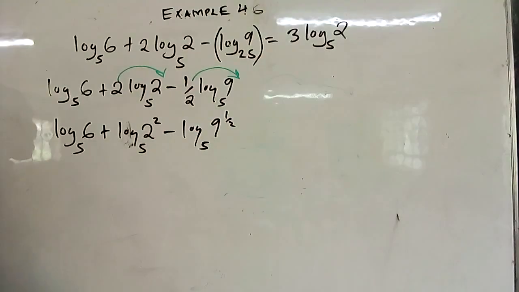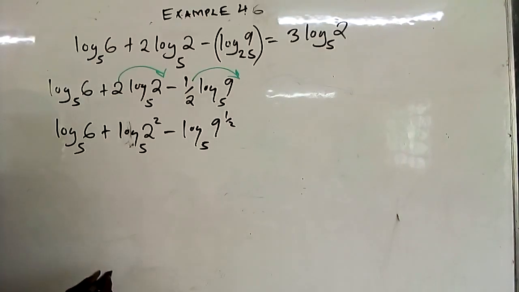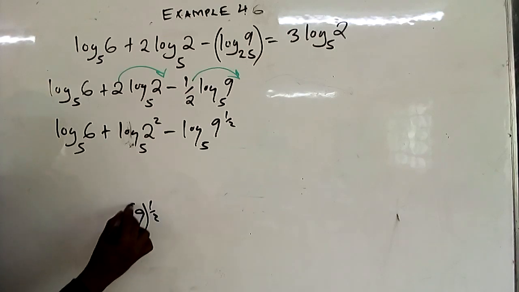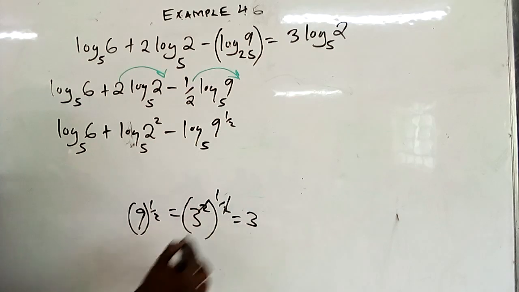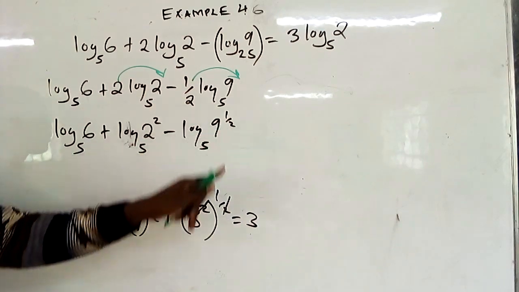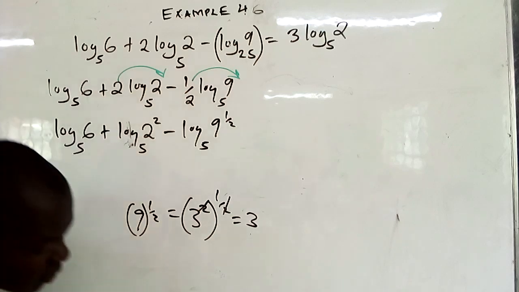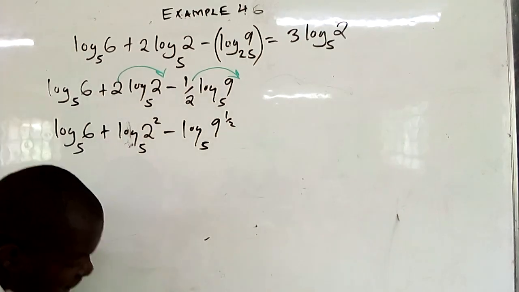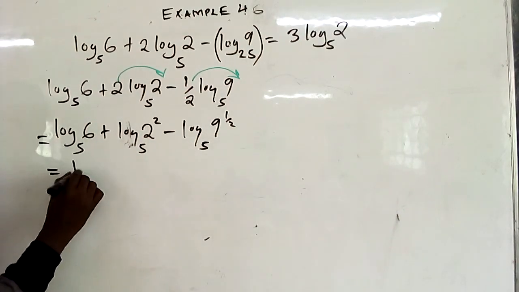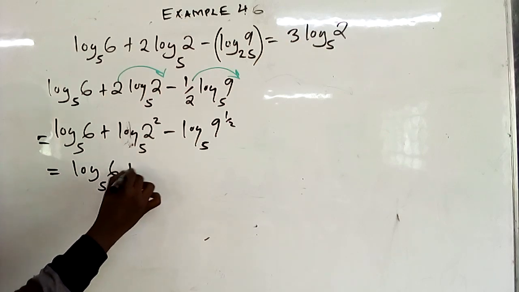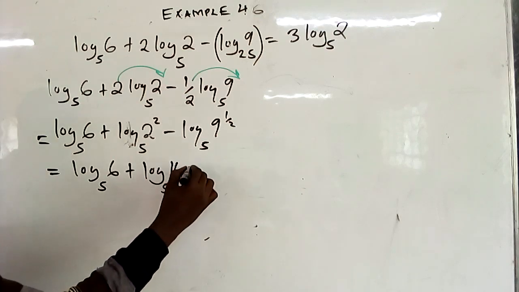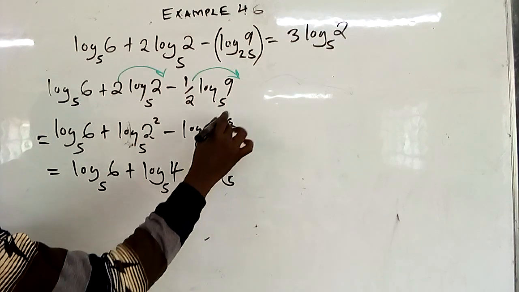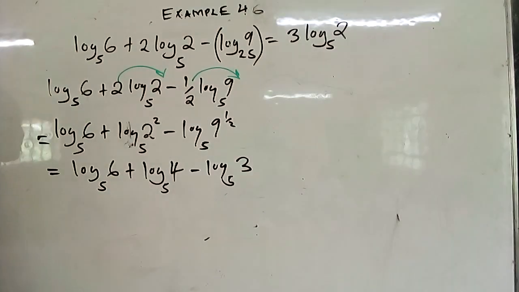Remember 9 raised to power half is 3. 9 is 3 squared raised to power half. The square goes with the half, you remain with 3, meaning this 9 raised to power half is 3, isn't it? So can you do that? Next step, this one is equal to log 6 to base 5 plus log 2 squared, which is 4, isn't it? To base 5, then minus log 3 to base 5, since 9 to the power half we found is 3, isn't it? Are we together? So what is the next thing?